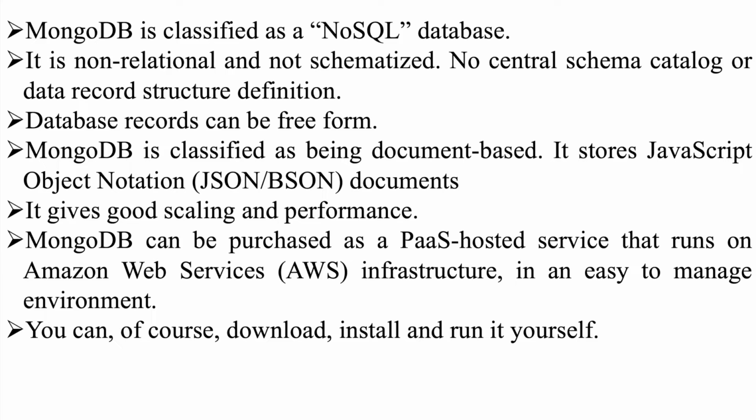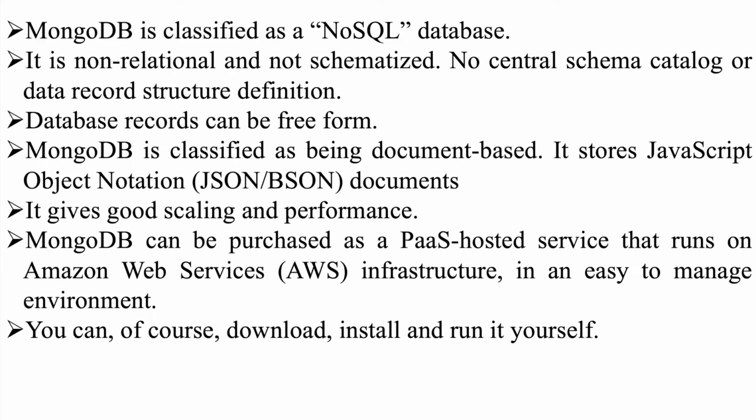It's non-relational, meaning it's not schematized. We'll get into this in more detail, but you put documents basically like JSON, and you can put any JSON document into MongoDB that you want. And so it's kind of free form. There's no central catalog or anything like referential integrity that you see in a normalized relational database. And so they can be free form, as I mentioned.